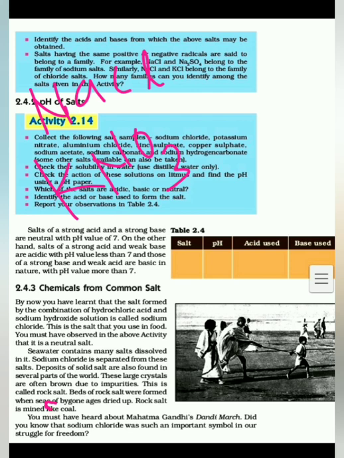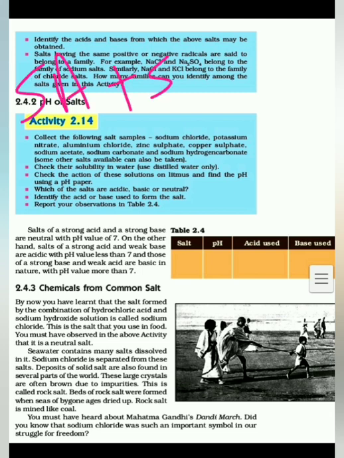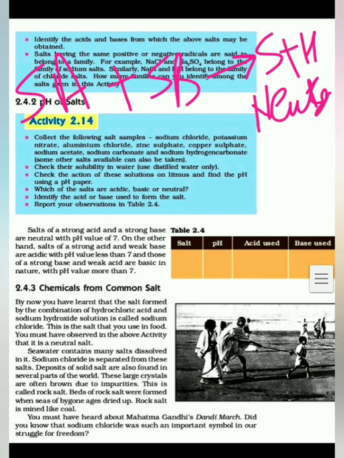So, salts of strong acid and strong base are neutral with pH value 7. So if we take a strong acid and a strong base, then the salt will be neutral, plus it will form water.